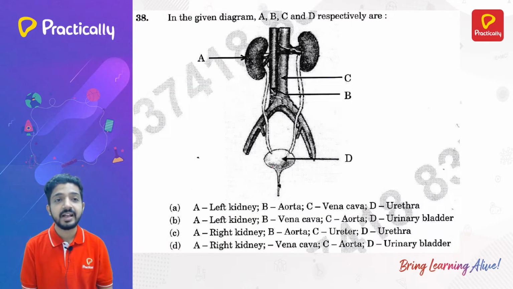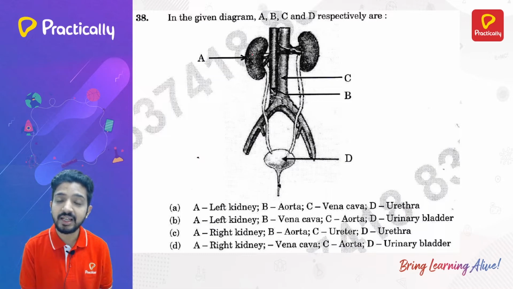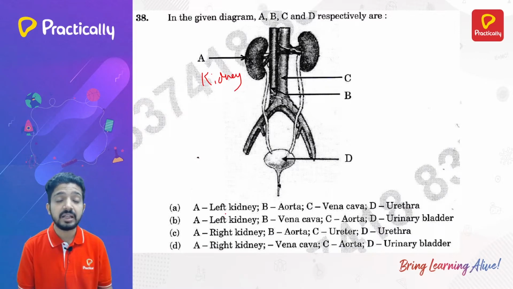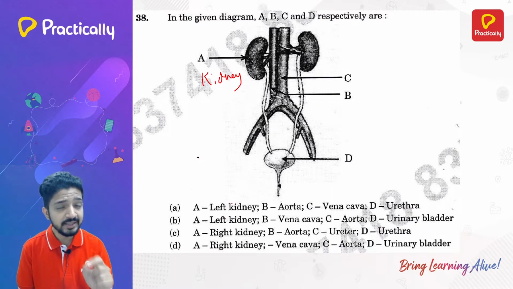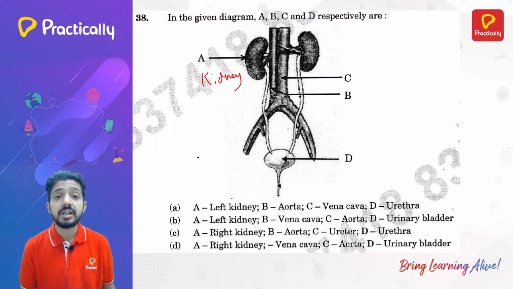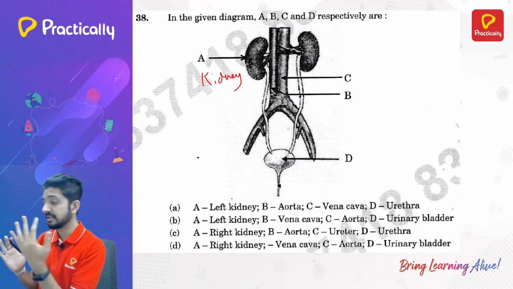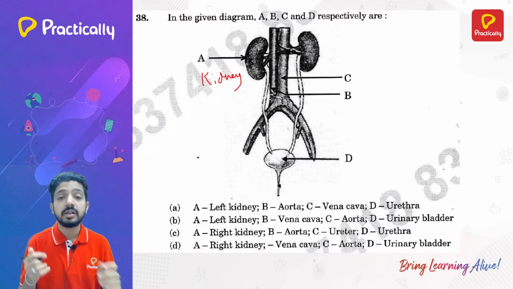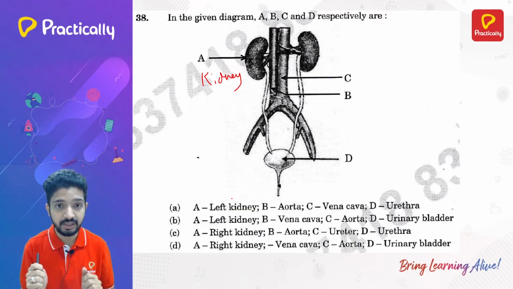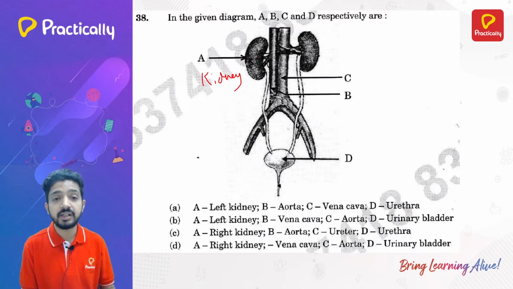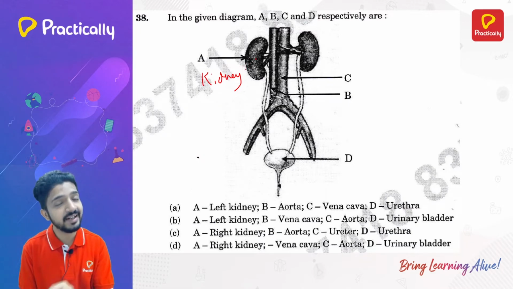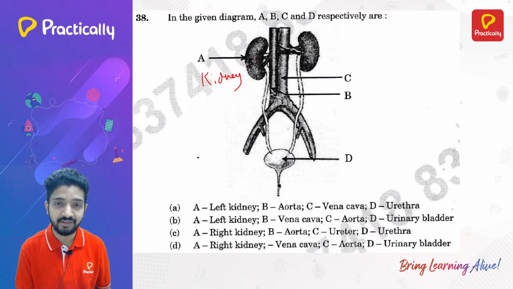Next question. In the given diagram, A, B, C, D are respectively... Let's name them one by one. So A, we all know these bean-shaped organs are kidneys, but in the options they have also mentioned left or right. This is the thing which makes this question a little tricky. Now in biology, a diagram is always made from the reference of one person, so we need to know that the person has turned and then the diagram has been made. So in this case, our right will be the left of the diagram. So A over here is seen on the left side, and hence that is the right kidney. The same concept applies to the heart when we label the right and left ventricle and auricle.